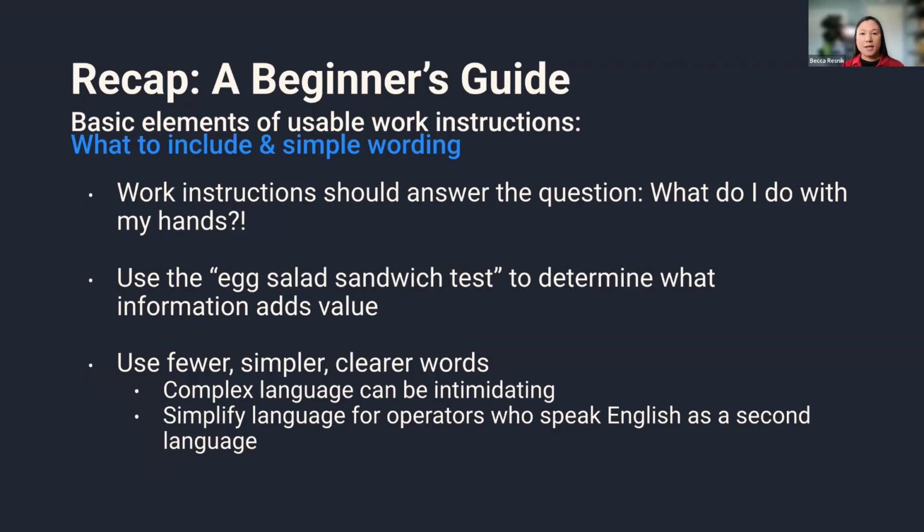And then once we determine what to have in our procedure, we need to word it in a way that uses fewer, simpler, and clearer words. Complex language is really intimidating. And it's really challenging for people who are not native speakers of English or people who have a low reading comprehension level to understand. Average reading comprehension level in the United States is about a 7th grade level. So you want your procedures to be accessible to all groups of people, even if they speak another native language other than English, or maybe don't have a high school education.